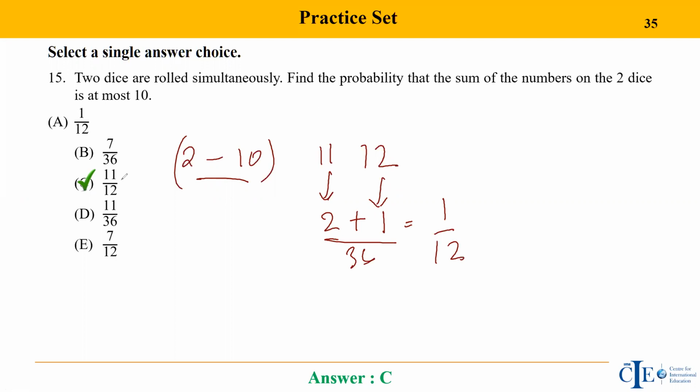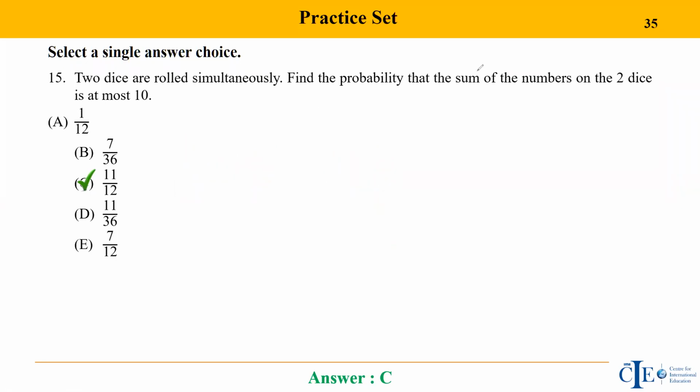So you don't have to add up all of these, from 2 to 10. You just take the complement, 11 and 12, which is easy, and then 1 minus that, which is 11 by 12. Correct? So 1 minus 1 by 12, that's 11 by 12. Oh, that was in fact the last question. Okay. So we're done with that.